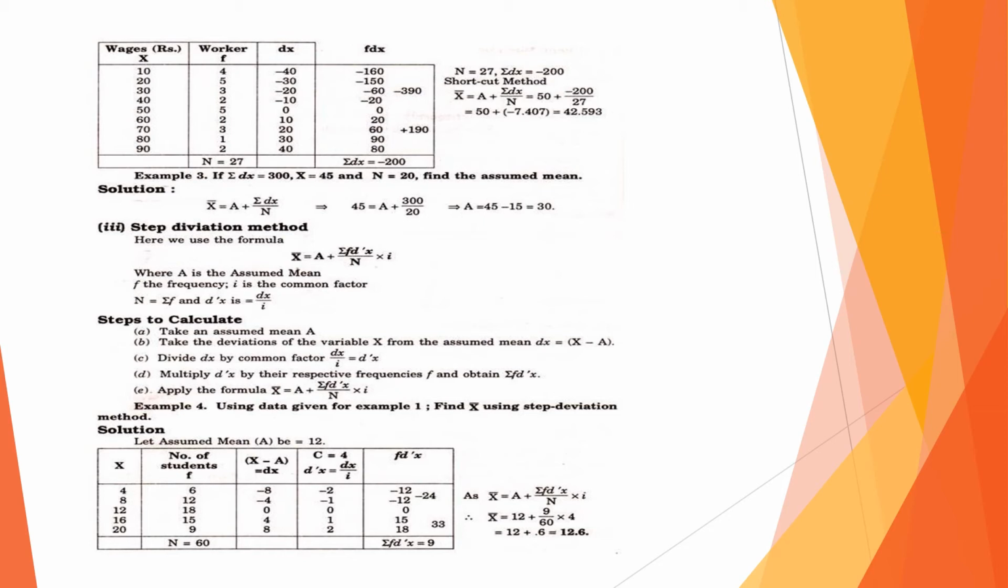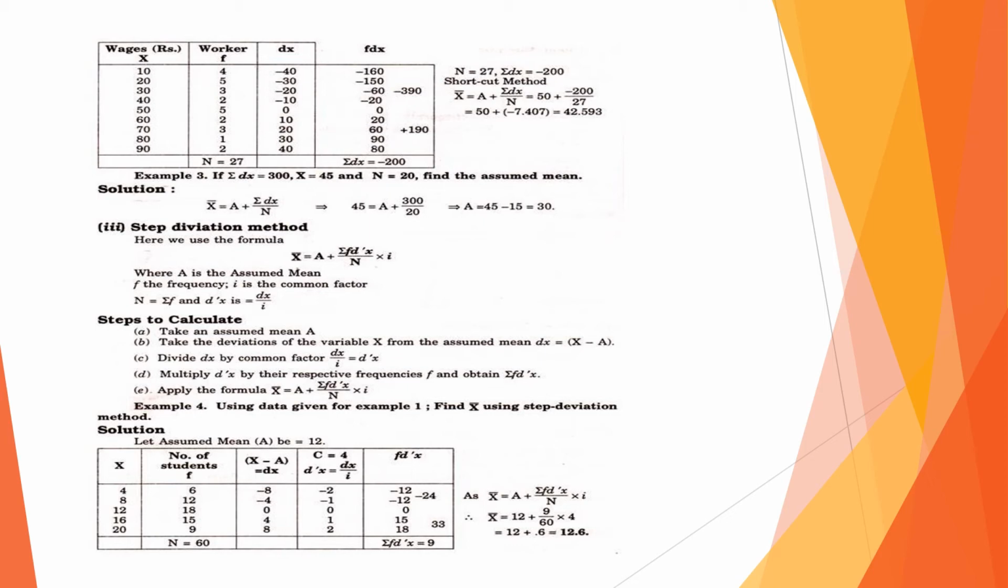Now after multiplying, the fourth step is that you have to sum up. It means you have to add f dx. After adding, we are able to get minus 200. Now the fifth step is the sum of frequency, which is also known as n. Sum of this frequency is 27. Clear? Now the next step is that we are going to apply the formula.